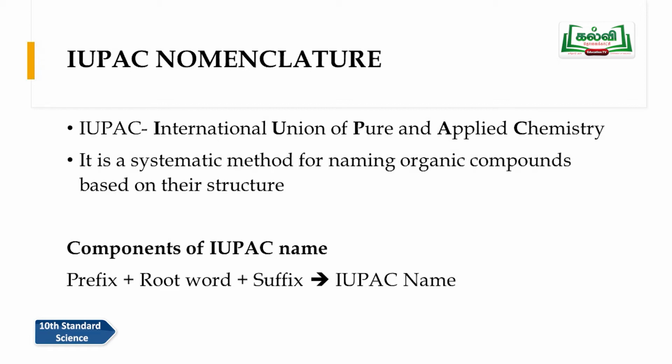Every IUPAC name consists of three parts. It contains a prefix, a root word, and a suffix. When these three are combined together, we get the IUPAC name of the organic compound. So, the IUPAC name consists of a prefix, a root word, and a suffix. Let us see what each means.